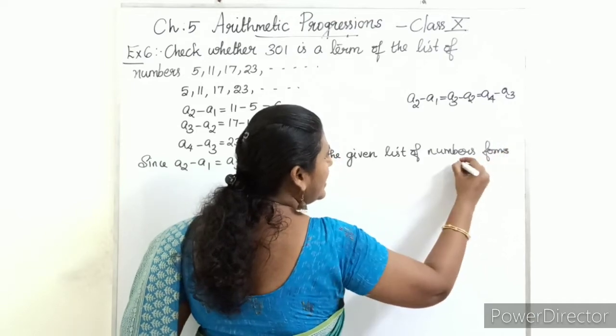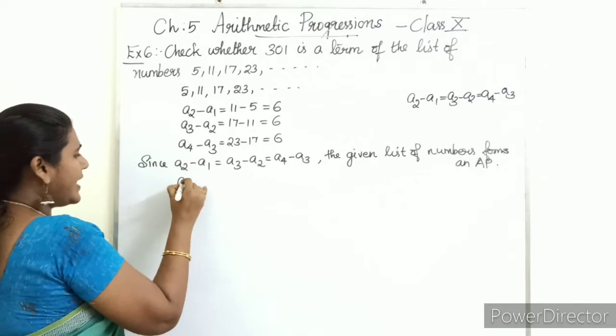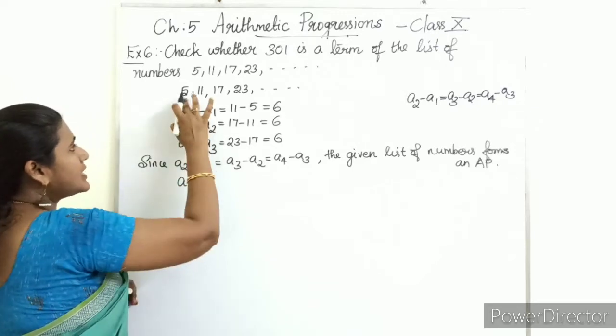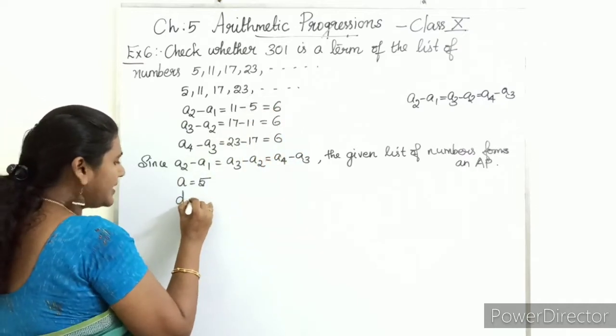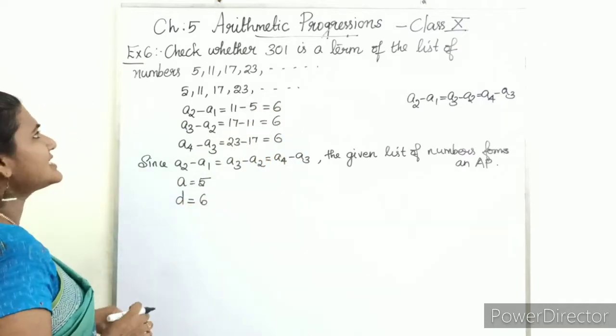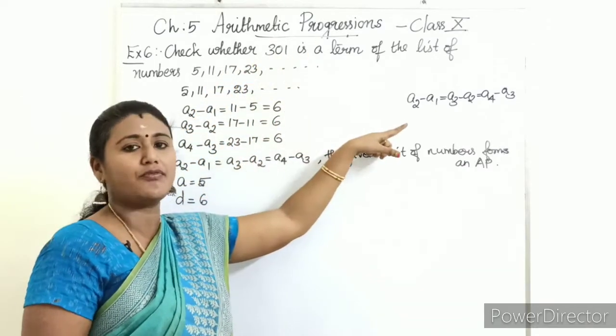Forms an AP. Okay. Now we will calculate. So we can write what is a, d and all. So a, the first term, is equal to 5, and this value gives us the common difference, that is d is equal to 6. Now we have to check whether 301 is a term of the AP.